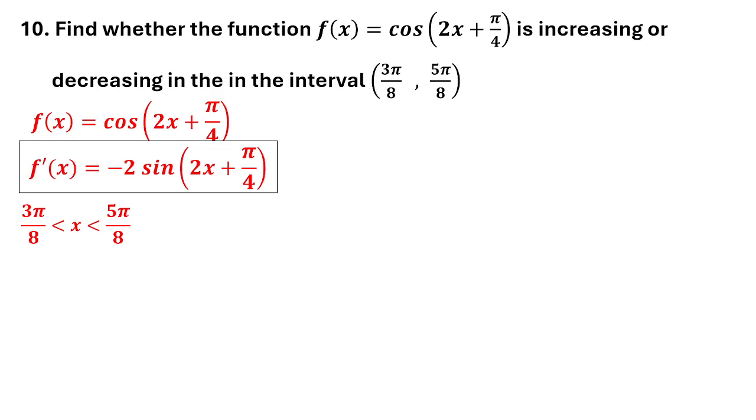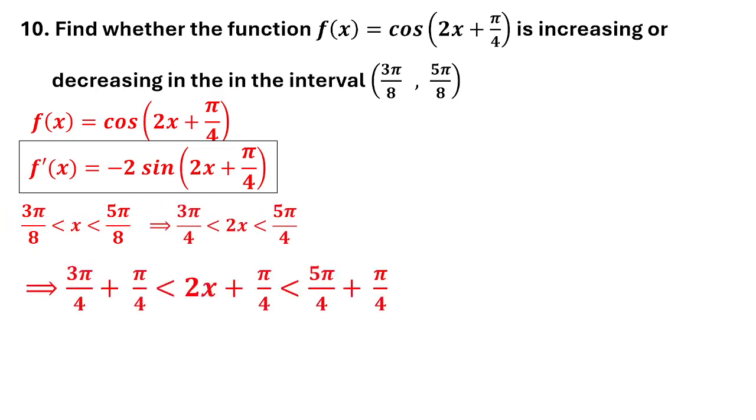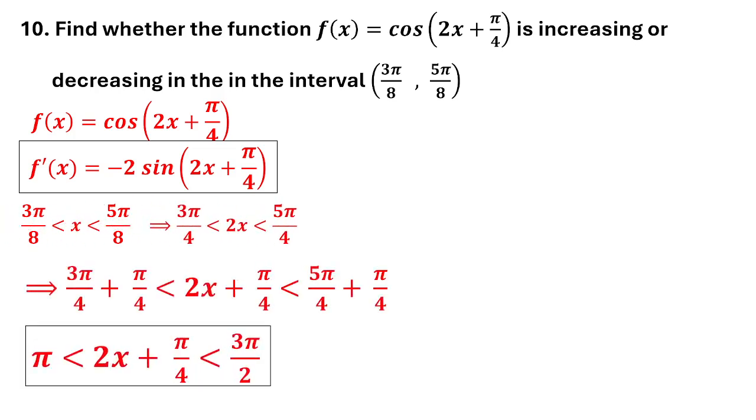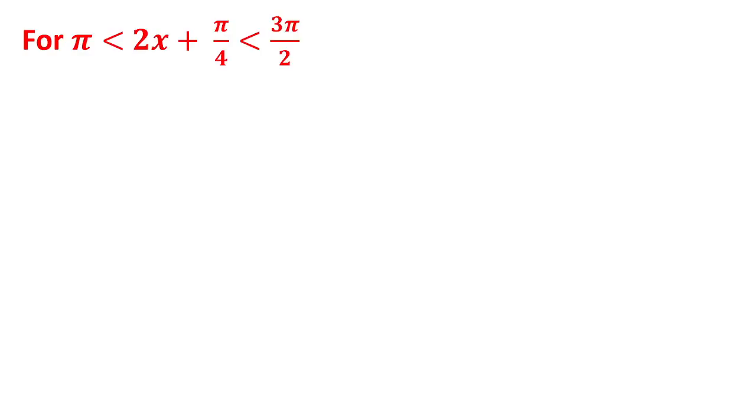Now, from this x, try to construct 2x plus pi by 4. Let us see. Multiply by 2, then add pi by 4. You will get pi less than 2x plus pi by 4 less than 3 pi by 2. The meaning is this: 2x plus pi by 4 lies between pi and 3 pi by 2. Can you identify in which quadrant it is? This interval, pi to 3 pi by 2, is nothing but the third quadrant.